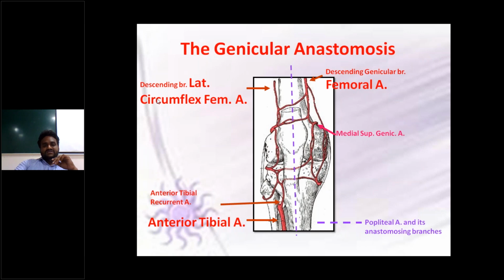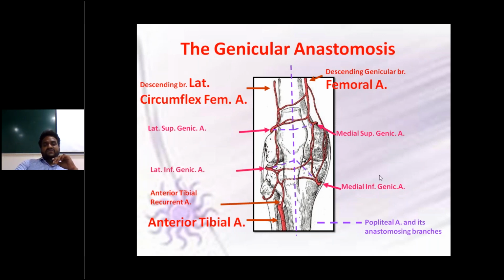Here you see the arteries. Lateral circumflex femoral artery, direct branches from the femoral artery, and the popliteal artery and its two branches, anterior tibial and posterior tibial arteries. From these branches, we can see the genicular arteries. There are 5 genicular arteries. One is the medial superior genicular artery. Second, medial inferior genicular artery. Third, lateral superior genicular artery.